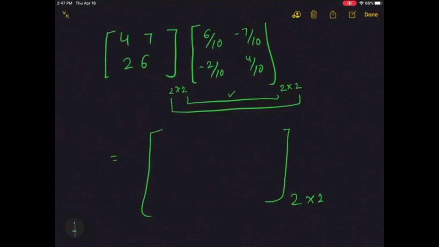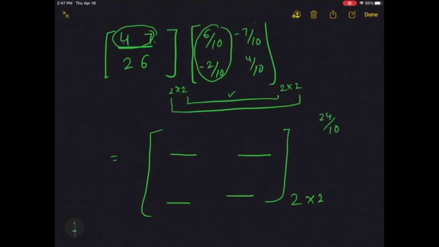A 2 by 2 answer means 2 rows and 2 columns. First I take this row and multiply by this column. 4 times 6 is 24/10. 7 times negative 2/10 is negative 14/10. If I simplify, that is 10/10, which is 1. Here you go.